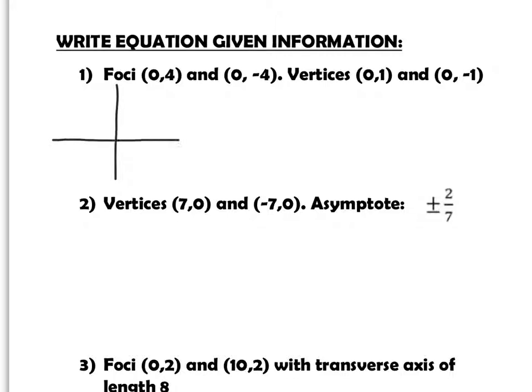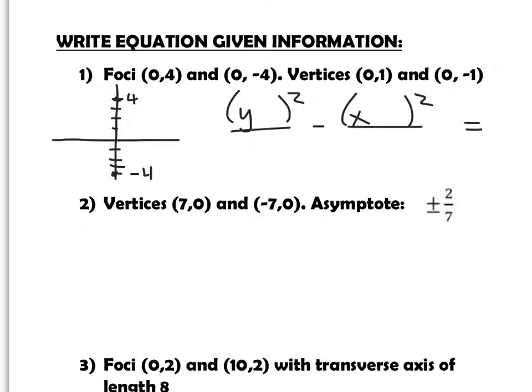So I have foci at 0, 4, and then 0, -4. And these are vertical, so that means that my equation is going to be y something squared over something, x something squared over something equals 1. So I already know it's going to be vertical.